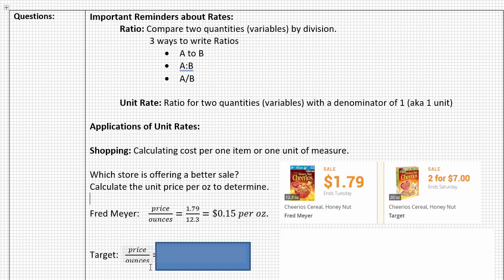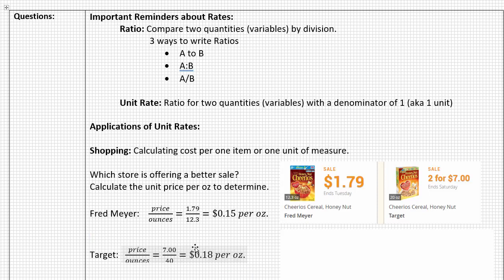Why don't you try the same thing with Target? I will let you know that I was using the price of $7 for two boxes that were 20 ounces. So I calculated it using 40 ounces was $7. Go ahead, pause the video to calculate the unit price for the Target sale, and then let's check back to compare.